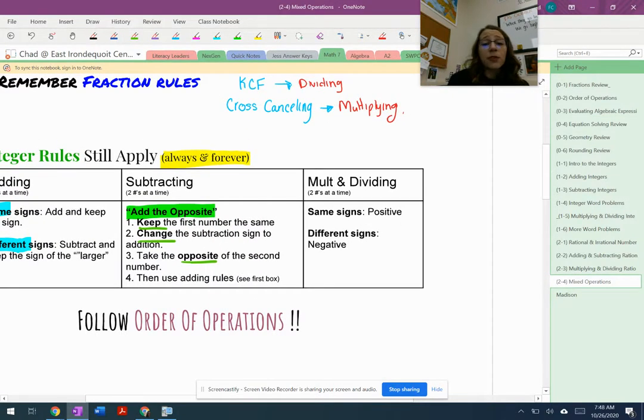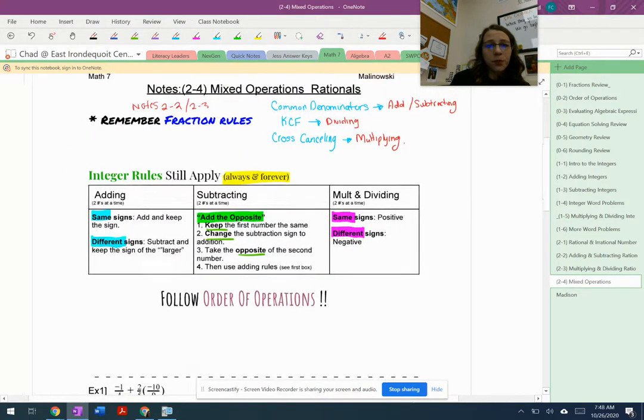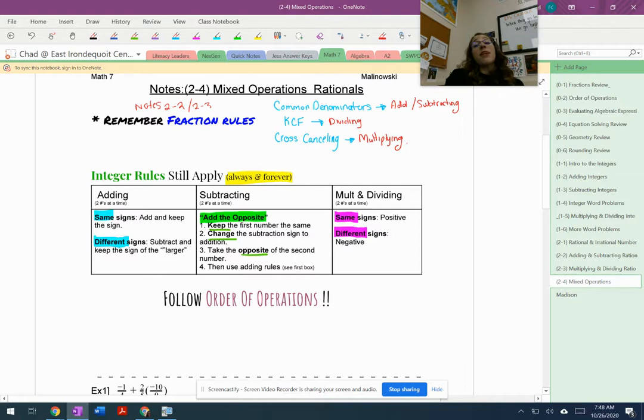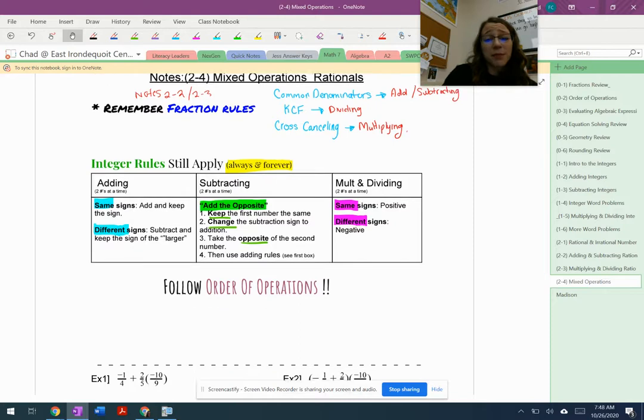And then finally, with your multiplying and dividing here, you just need to remember that if you have same signs, it's positive, different signs are negative. And again, that's with two numbers at a time. Now, there is yet another thing that you need to be keeping in your head, and this is why I encourage you to use your notes and to use a calculator, because you have a lot that you need to be thinking about and a lot that you need to be remembering while you're doing these problems. Fraction rules, integer rules, and order of operations all at the same time, it's kind of a lot.